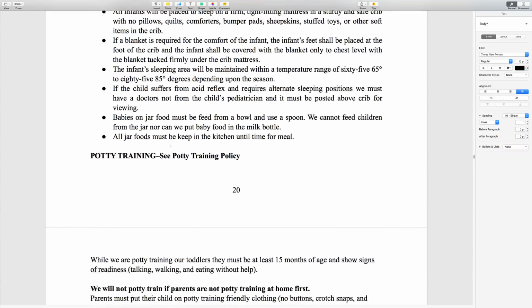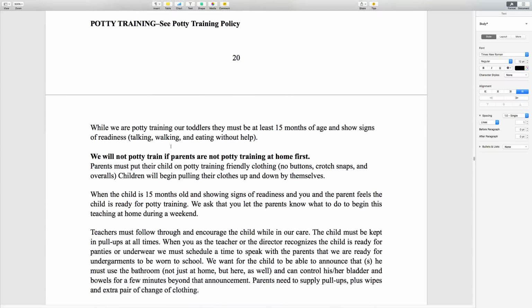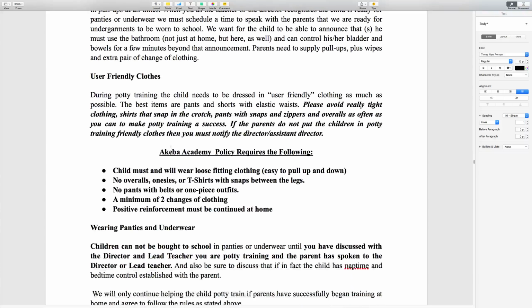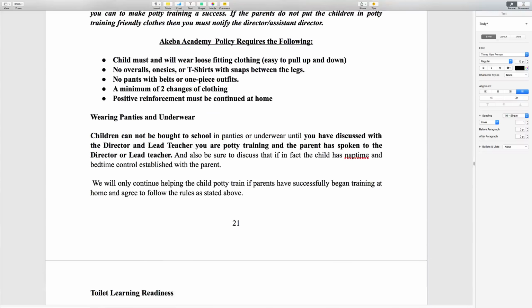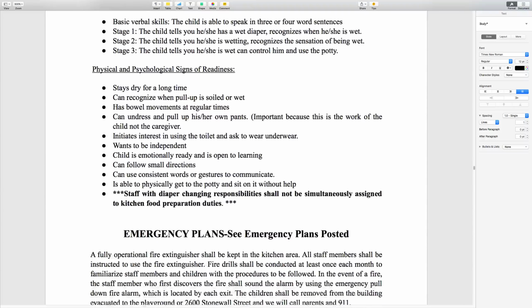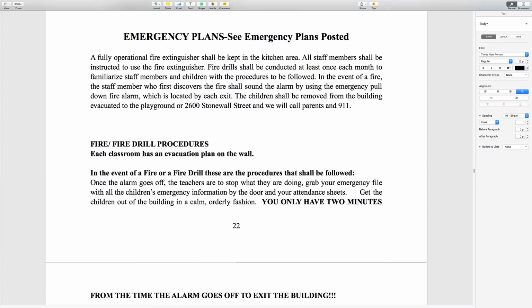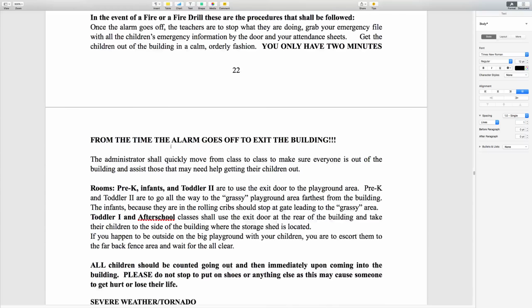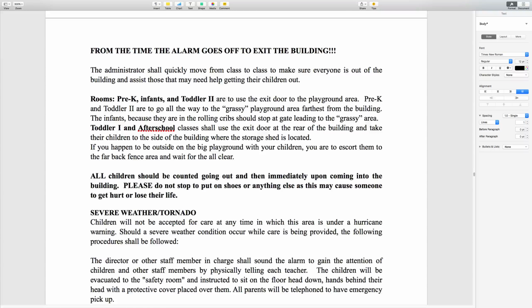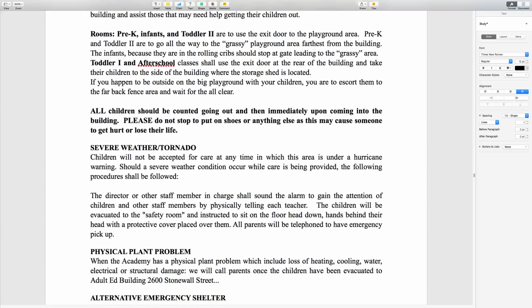We take them through our potty training process, which is here. All of our potty training process, so that they'll understand what our policy requires. We take them through emergency plans on what to do in the event of an emergency. We take them through from the time the alarm goes off to exit the building. We take them through where the exits are, where to stand.